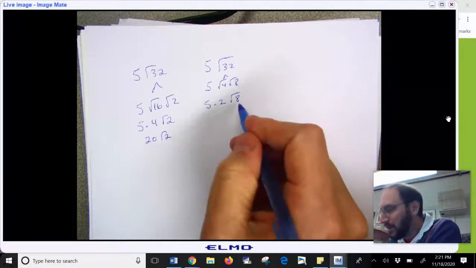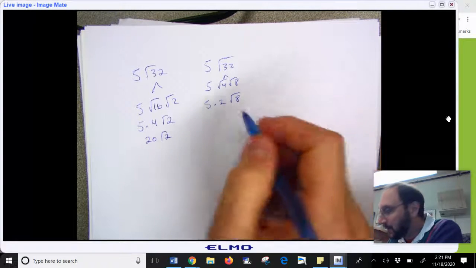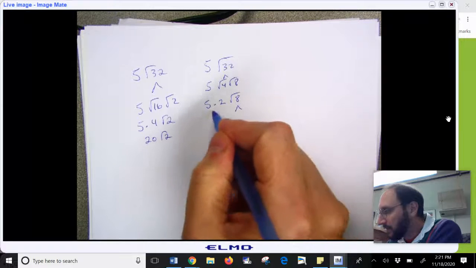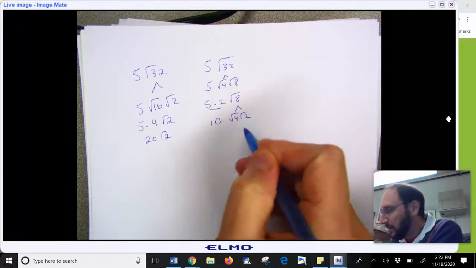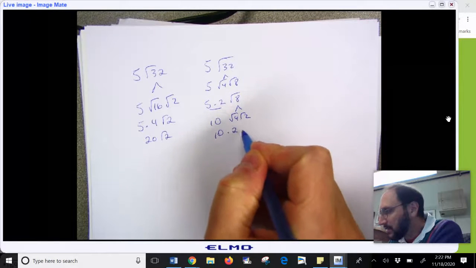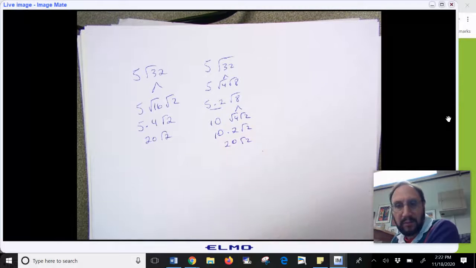But you're not quite done, because you have to test and see if the number that you left on the inside still has a perfect square in it. Yeah, it does. This is 5 times 2 on the outside. That's 10. But since 4 goes into 8, we can say, oh, that's 10 times 2 times square root of 2. So it's still 20 square root of 2, right?